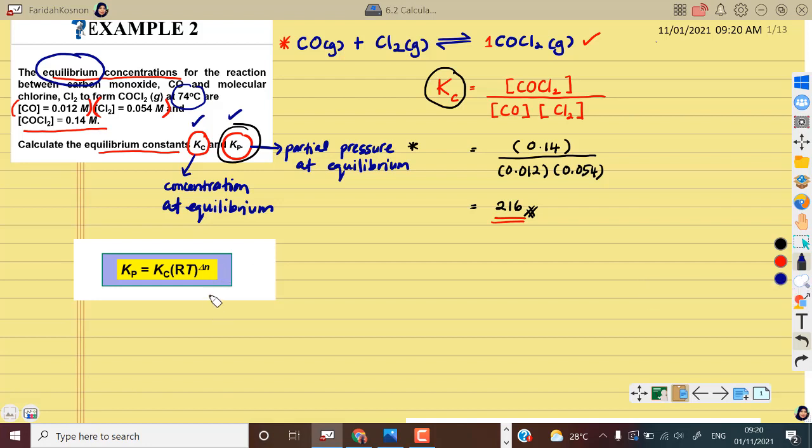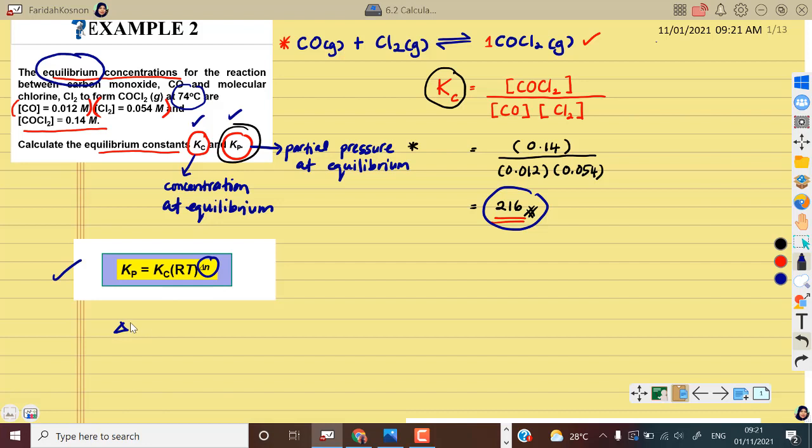Alright, to relate Kp and Kc, actually we have this equation or this formula where Kp is equal to Kc times RT power of delta N. Jadi kalau kita sudah ada nilai Kc, kita boleh kira Kp dengan menggunakan formula ini. Okay, so what is delta N?